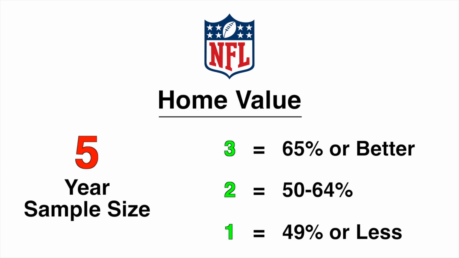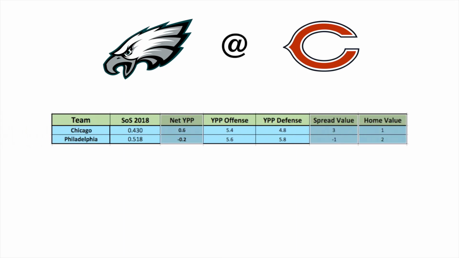So what you're going to do is take, let's use the Bears for example. We're going Eagles at the Bears for the first round of the playoffs this week. What we're going to do is look at the net yards per play, the home value, and the spread value, and then we're going to come up with some type of conclusion. Notice I did talk about strength of schedule before.